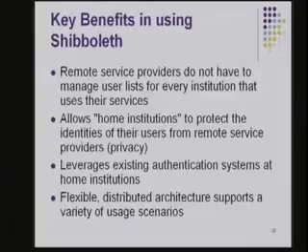Because the minimal amount of information has to be given to the other service providers. I may trust Purdue for securing certain kinds of information, but may not want to release a lot of information to the service providers providing the services. So how do I keep the minimal amount of information and keep myself anonymous as much as possible to the different service providers? Then it also leverages the existing authentication systems at home institutions.